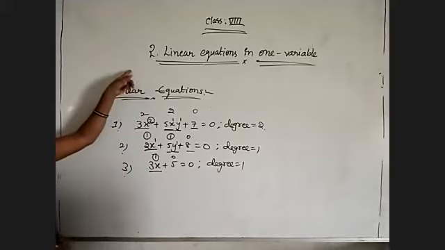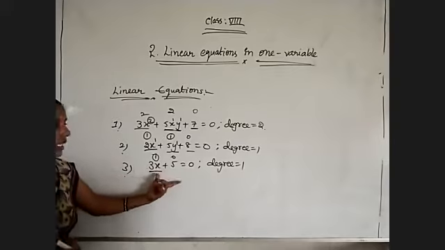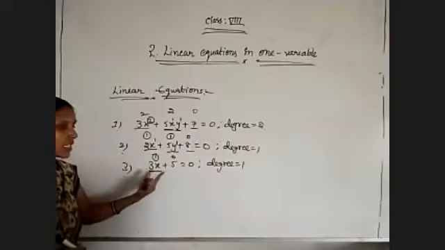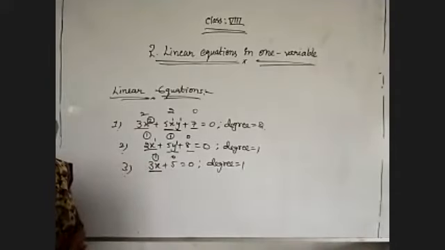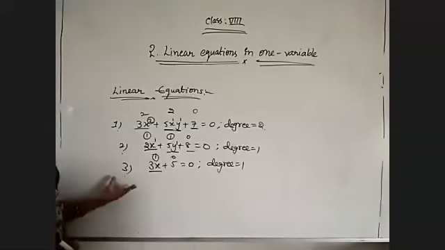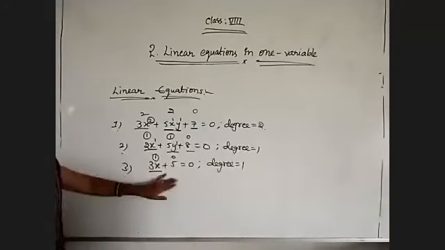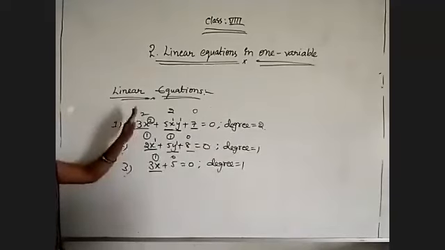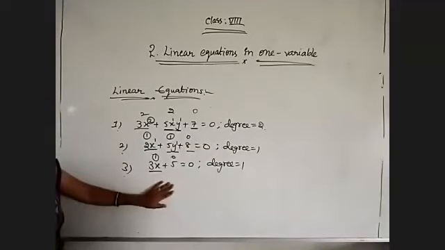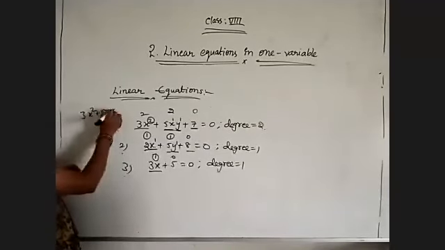Our topic name is that one. Our chapter name is linear equation in one variable. An equation with just one variable is known as a simple equation. So linear equation in one variable is nothing but simple equation. That means all the linear equations in one variable represent simple equations, but all the simple equations do not represent linear equations. Okay, see, I have 3x square plus 5x plus 7 is equal to 0.